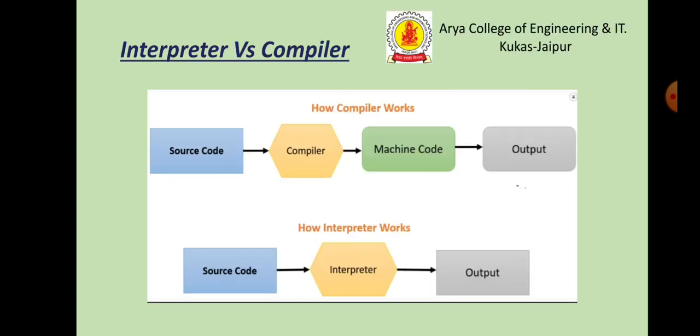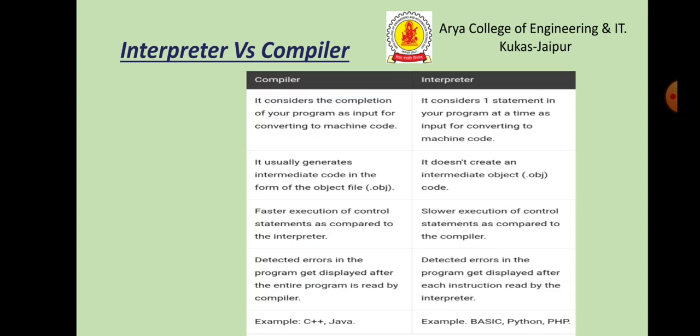Now we discuss interpreter versus compiler. Compiler takes the source code, converts it into machine code, and then we get the output. Whereas the interpreter takes the source code and provides the output. This is the basic difference. Here the basic differences between the two in points are: compiler takes the whole program to convert to machine code, whereas interpreter takes statements one by one.